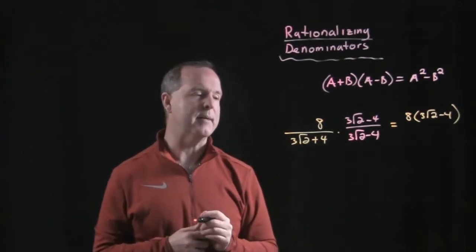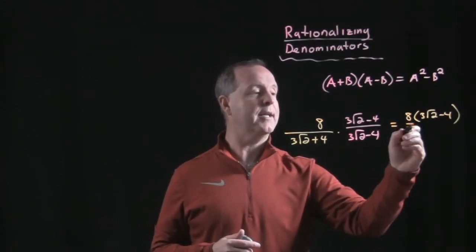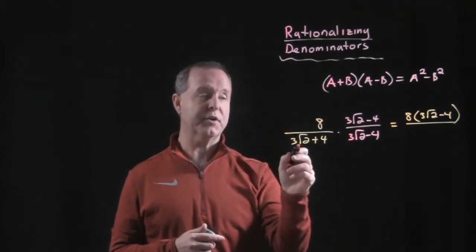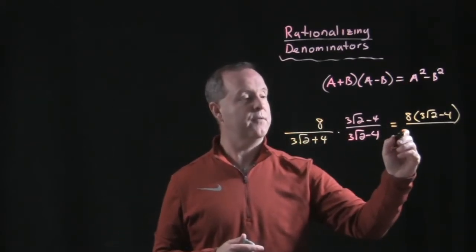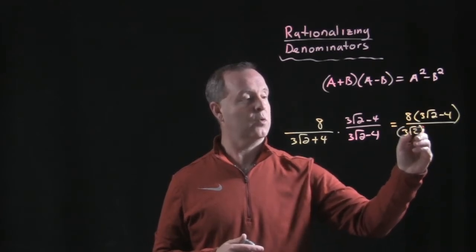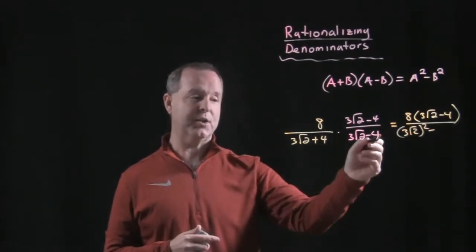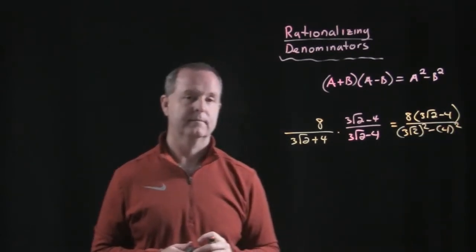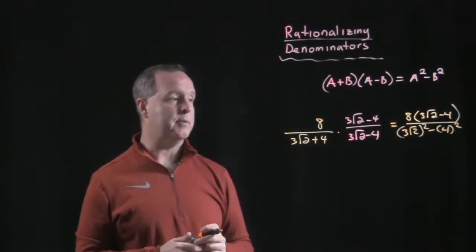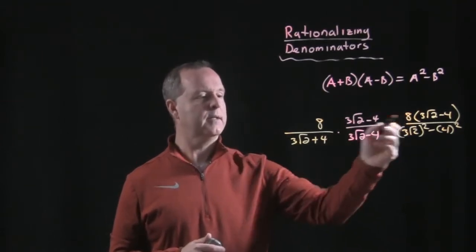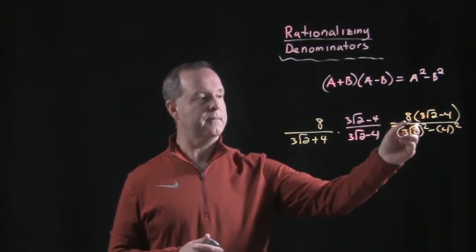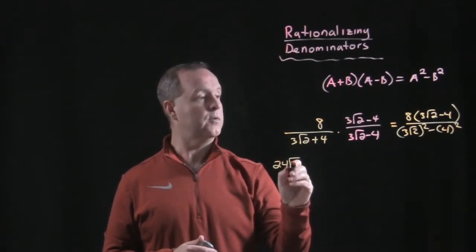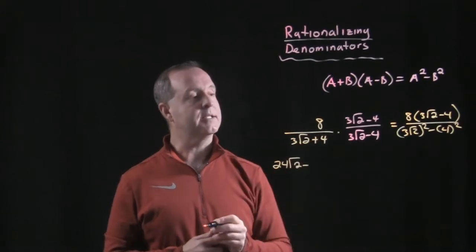What does the denominator become? Well, do you recognize this format right there? And if you do, it's first term squared. So 3 root 2 squared minus last term squared. And let's go ahead and clean that up a little bit. I'll clean up the numerator. So 8 times 3 root 2 becomes 24 root 2 minus 32.